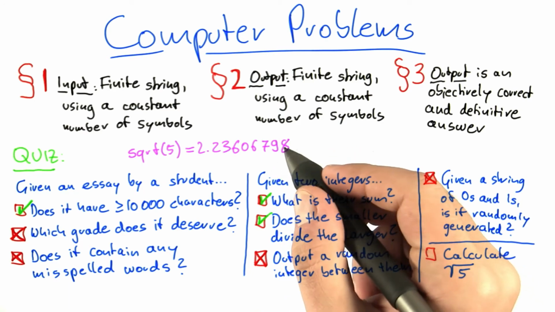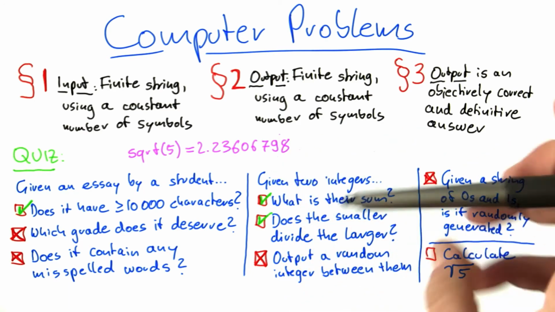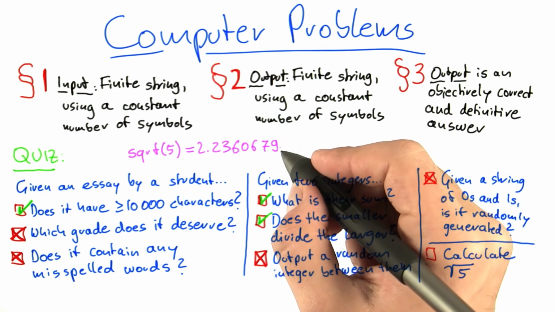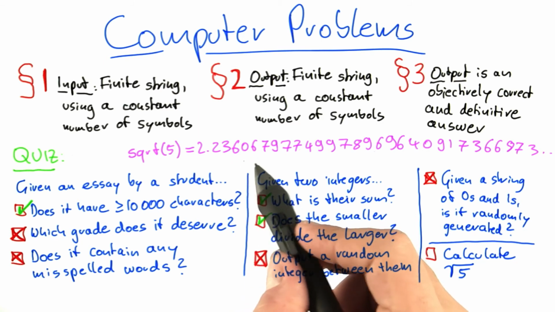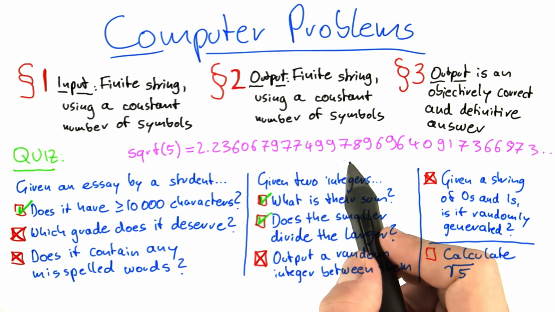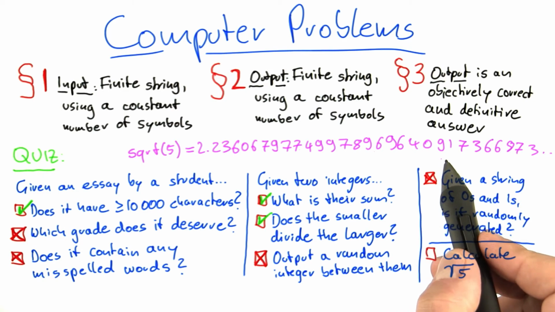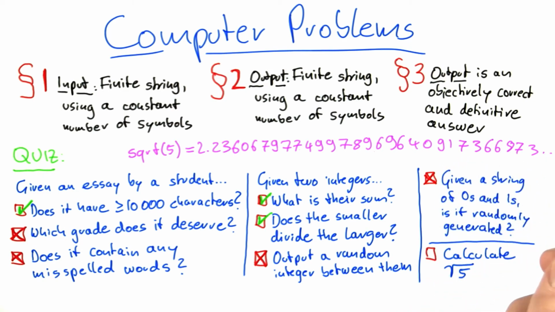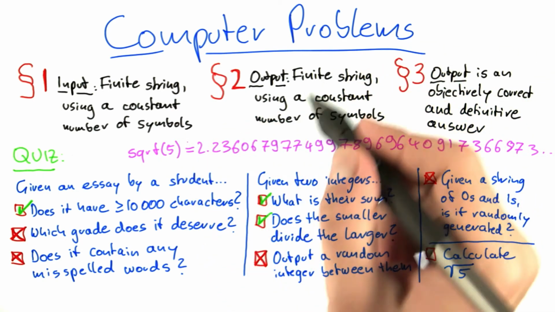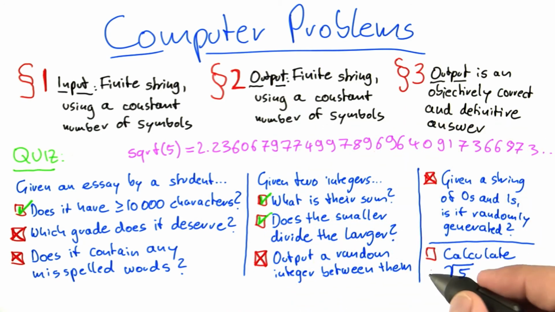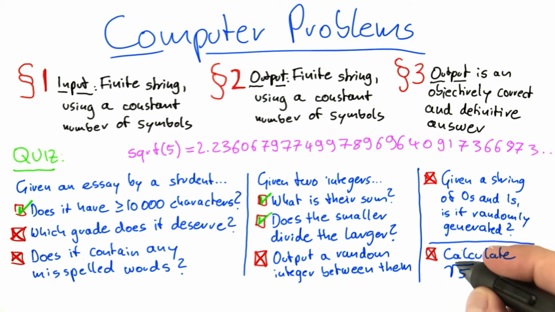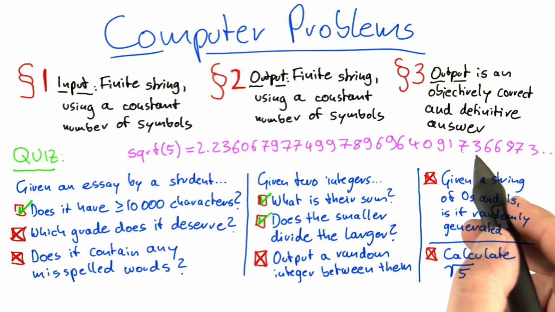For example, if I enter it into another calculator or web page that has more digits, then that will tell me that it's actually not 6798, but actually 2.236066797749978969640917366, and so on. The square root of 5 is an infinite string. If I ask a computer to calculate the square root of 5 to within a certain precision, say I want the first 10 digits or so, then it is a computer problem. But just asking a computer to calculate the square root of 5 in this way is not correct.